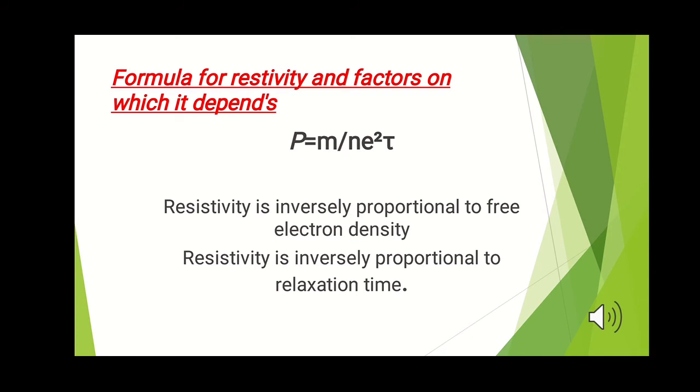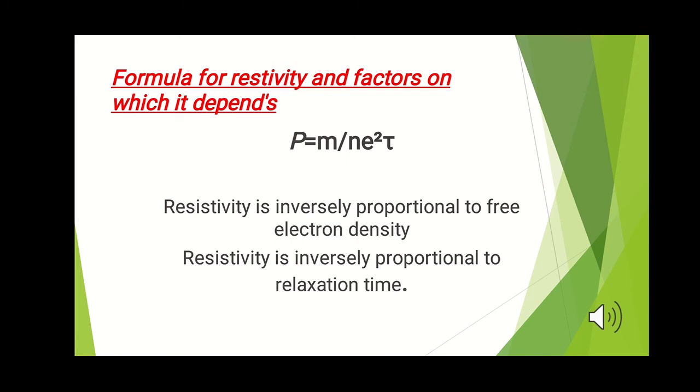One, it is inversely proportional to the free electron density, that is small n, and it is inversely proportional to the relaxation time. In the case of conductors and alloys, they are made up of metals, and alloys are also made up of metals. They have a large number of free electrons. So when we heat up the substance or the element, what will happen? There is almost no change in the free electron density in the metals and the alloys.